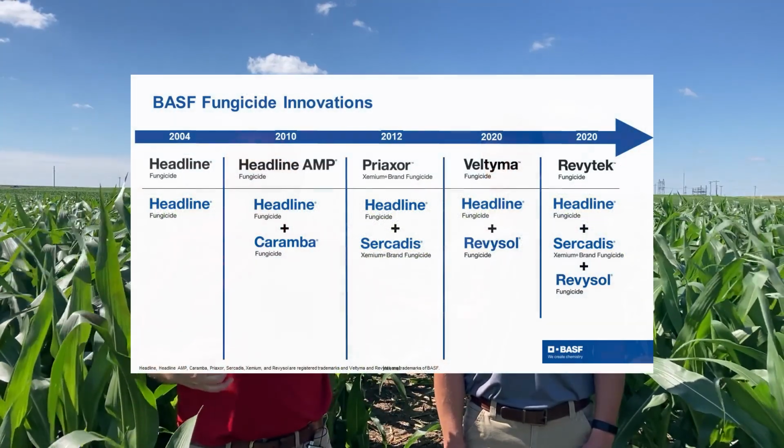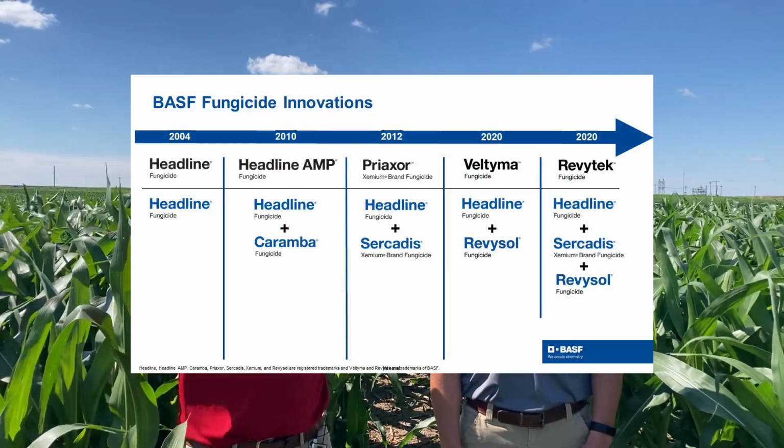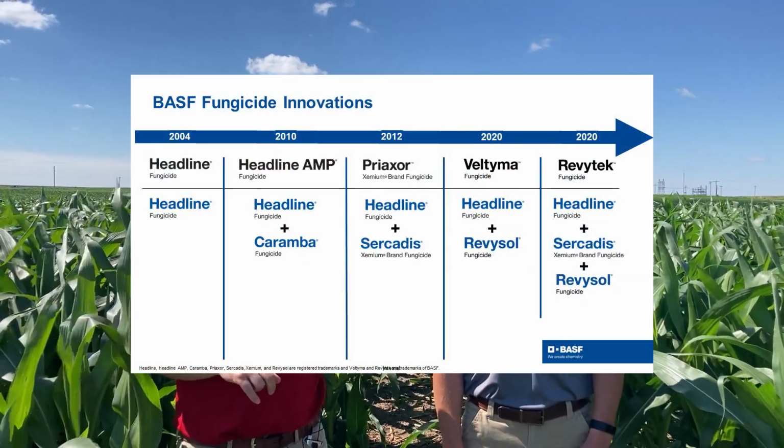And so we have the power of something new like our Veltima product, which does an excellent job in corn, offering the Headline and the Revysol combination. And we also have Revitec, but at the same time, we still have our strengths like Headline AMP and Preaxor available too. And so all those combined in our active ingredients really show the options that we have and give us multiple sites of action with plant health and excellent disease control.